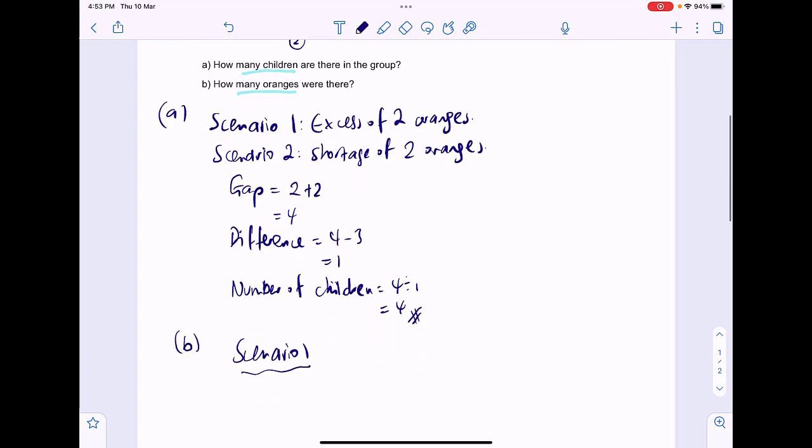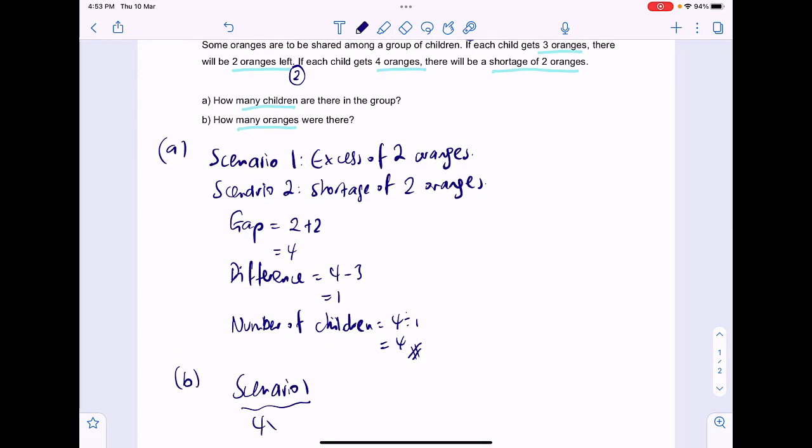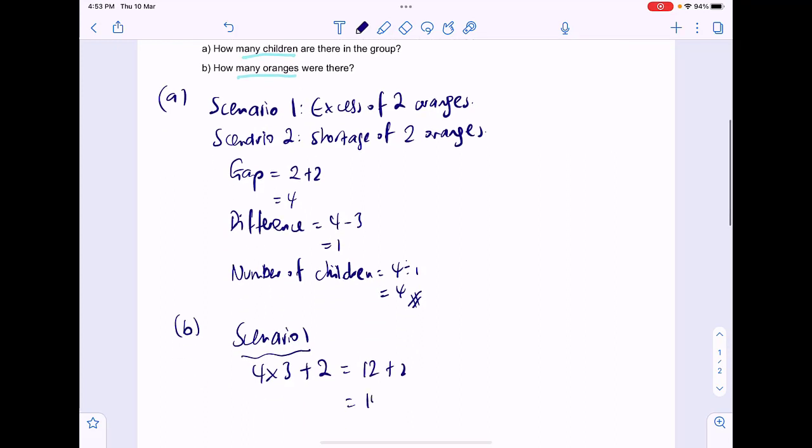Alright, so this will be each child getting 3 oranges. So 4 times 3. There will be 2 left. Right? So 12 plus 2. Answer for this question will be 14.